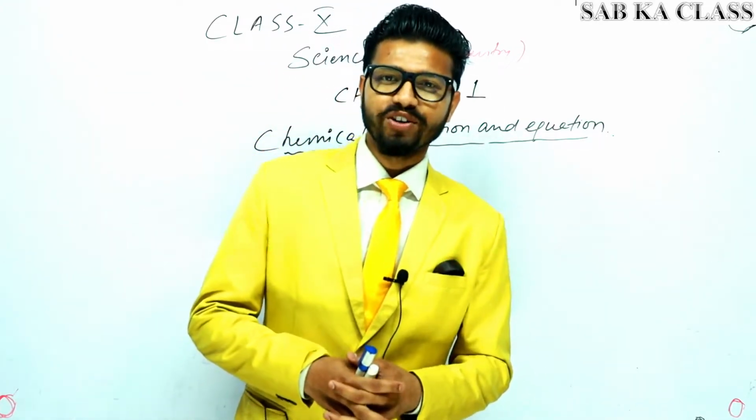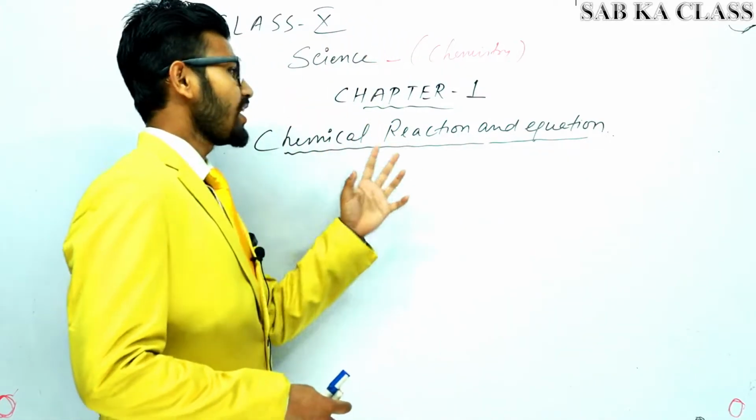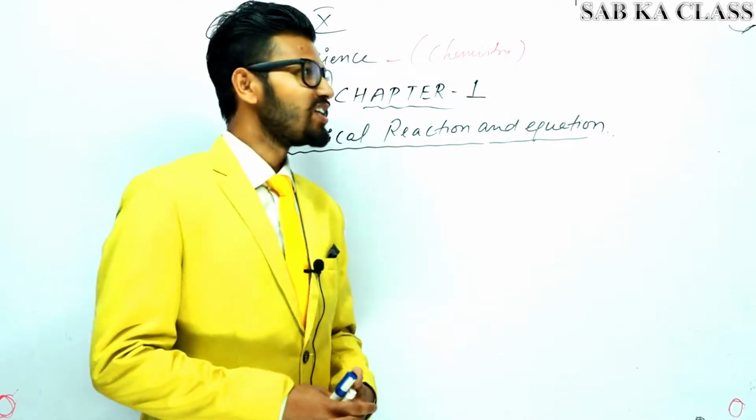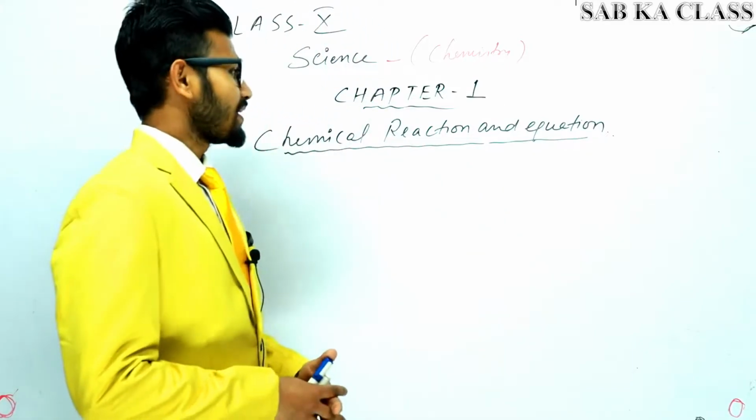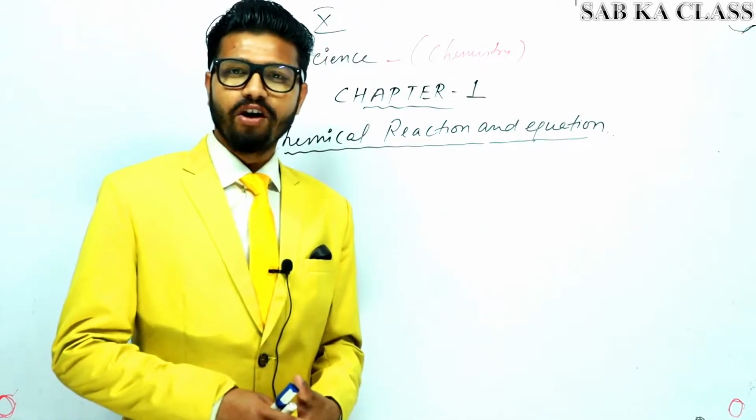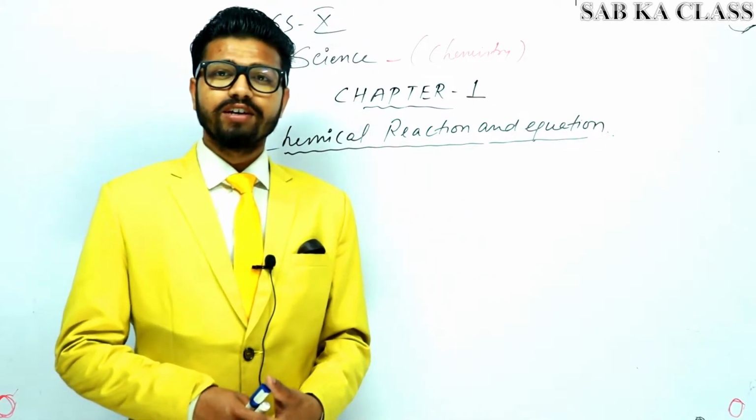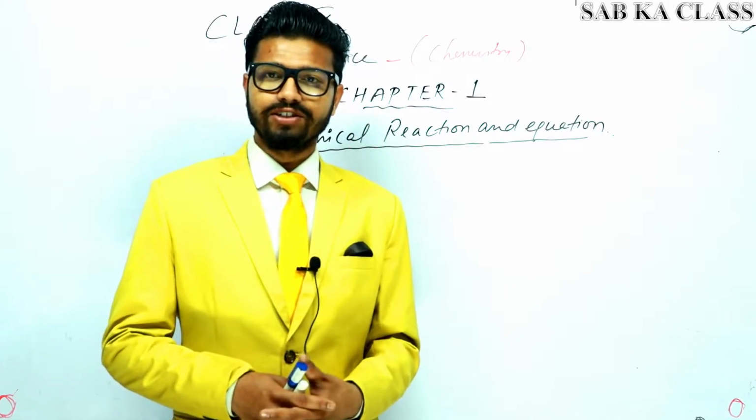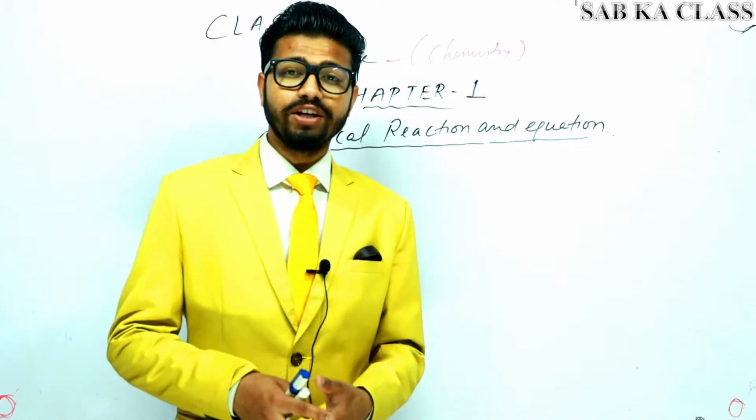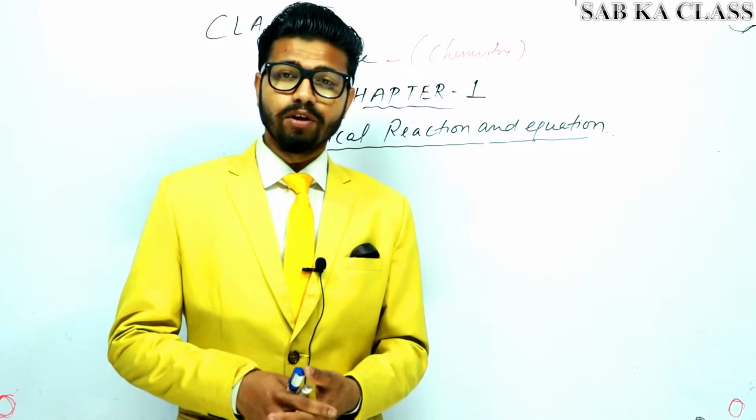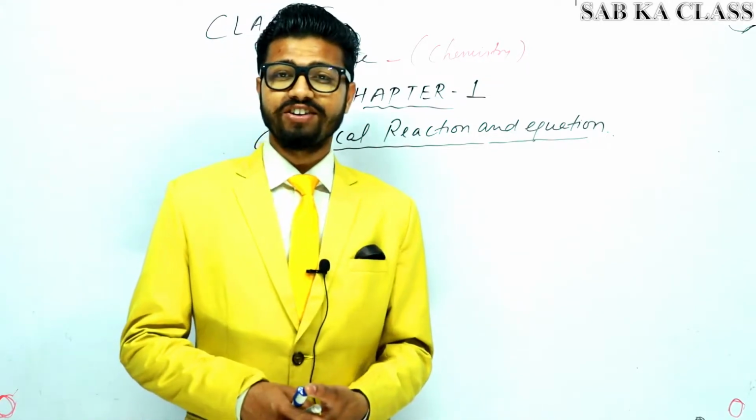So today we are going to start a new chapter, Class 10 Science, Chapter 1: Chemical Reactions and Equations. This chapter belongs to the chemistry part. In this chapter we are going to study the various types of chemical reactions, and we will also try to balance various chemical reactions: how to balance chemical reactions, why we need to balance chemical reactions, and the types of reactions. We're going to study all of this in this chapter. It's going to be a very interesting chapter.